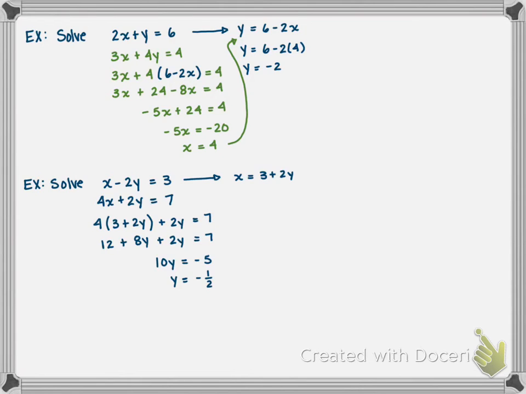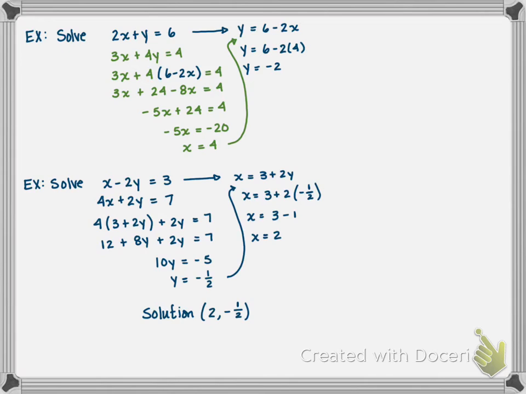And so then we'll substitute that back up here. So we have x equals 3 plus 2 times -1/2. Gives us x equals 3 minus 1, which is 2. Look good? Okay, so our solution is 2, -1/2.